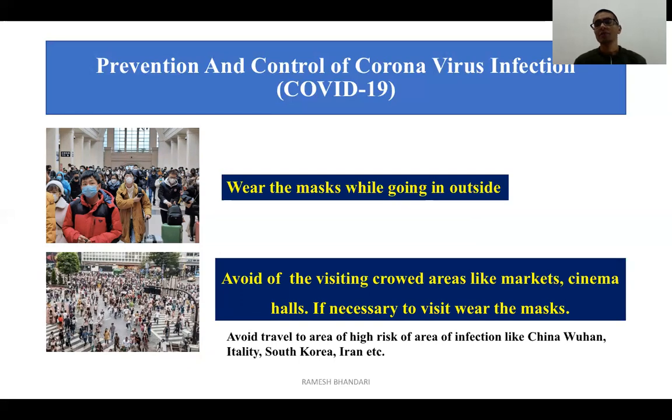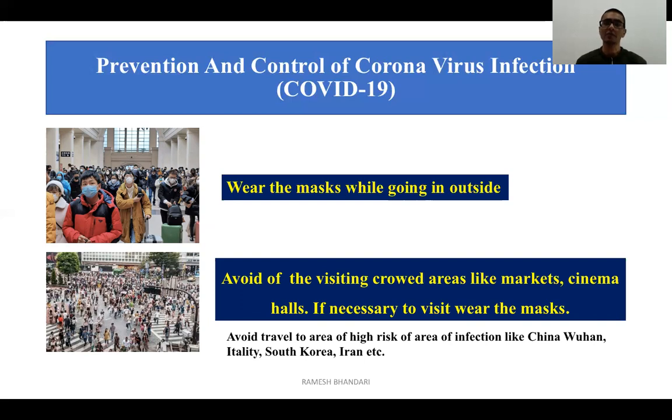The people should avoid visiting crowded places, crowded areas, such as markets, cinema halls, restaurants, gyms, or swimming pools. The people should avoid visiting crowded areas. If it is necessary to visit, they must compulsorily wear a mask.